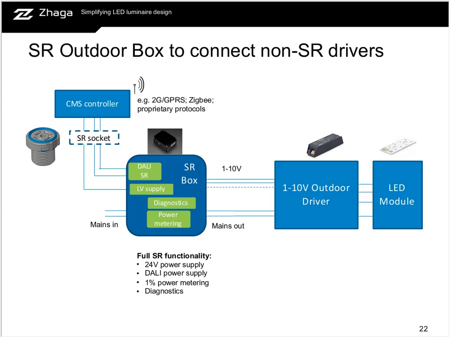So the SR box has the same functionality. It has a full SR functionality, which means that it has a 24-volt power supply output, it has the DALI power supply on board, also the 1% power metering accuracy, and the diagnostics. And in this example, the 1 to 10 volt is clearly linked between the standard driver and the SR box. So also with existing driver functionalities, you are able to hook up to this SR architecture. You don't need to use the DALI concept.